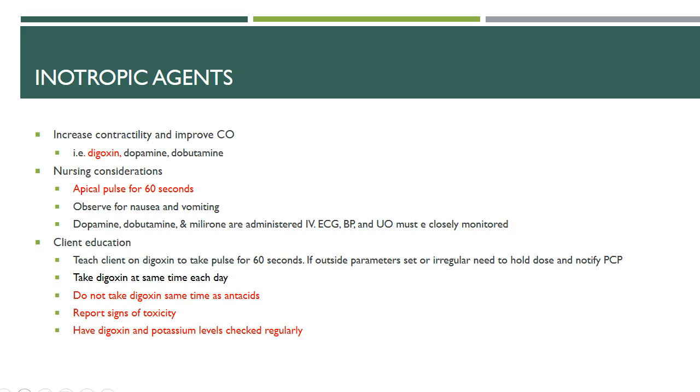Remember, well, you don't have to remember, but dopamine, dobutamine, and milrinone are given IV, so they're only going to be given in a critical care unit. Client education is to make sure the client understands that they should check their pulse for 60 seconds prior to administering. If outside the parameters or if it's irregular, they need to hold and notify the primary care provider. Digoxin toxicity does not cause bradycardia. It causes the pulse to be rapid and irregular, just so you know.